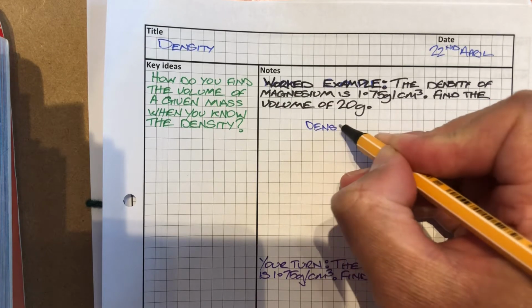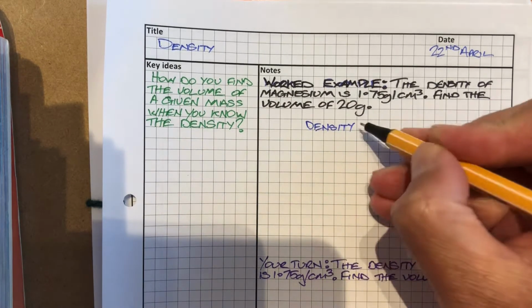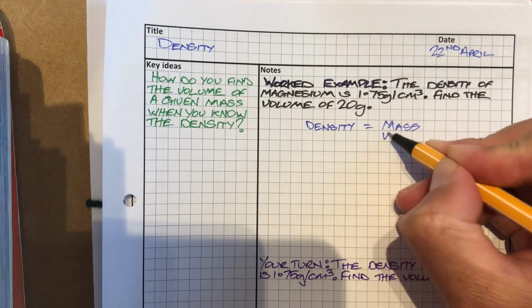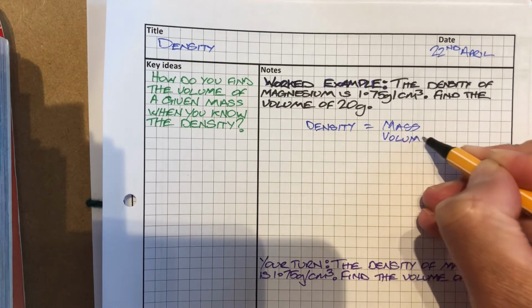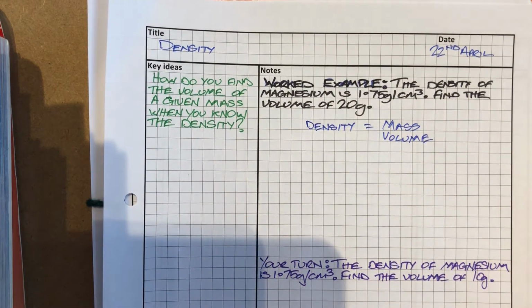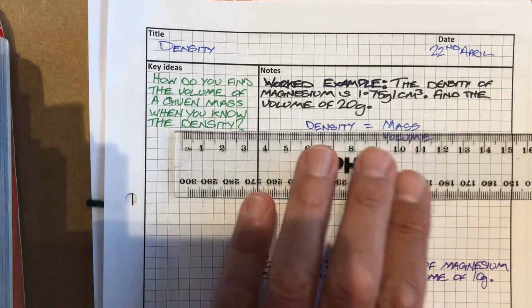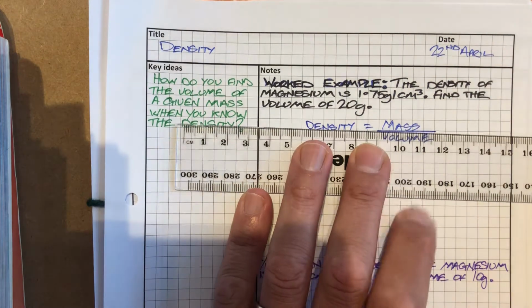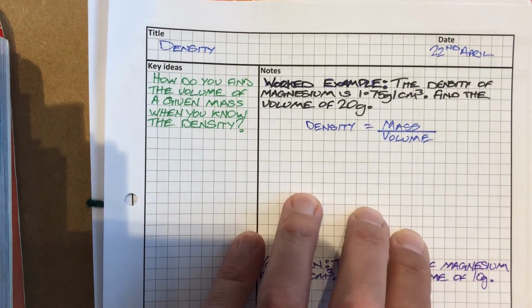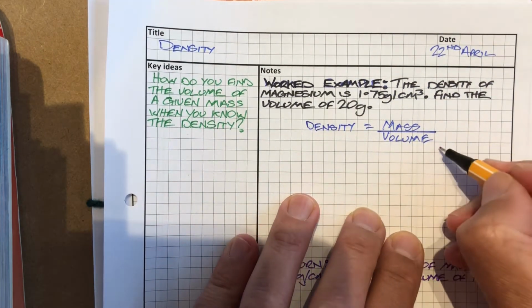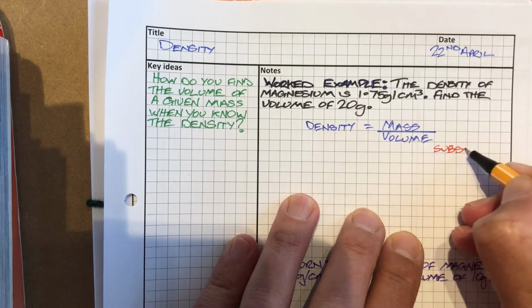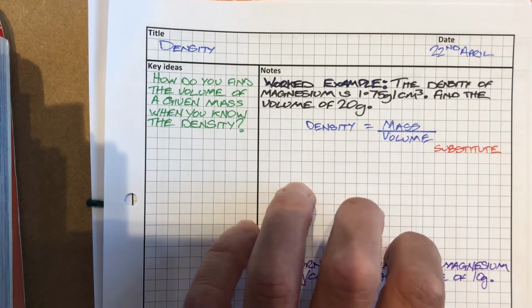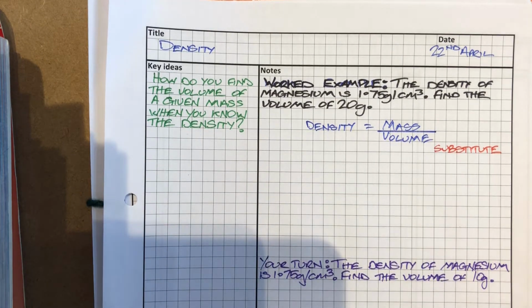Always start with your formula. It provides a sort of map as to how you are going to go about answering the question. So density is mass divided by volume. Right. Substitute into that. Have a look. See what things you know. See what things you need to know.